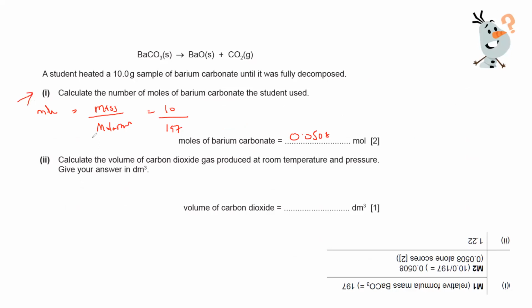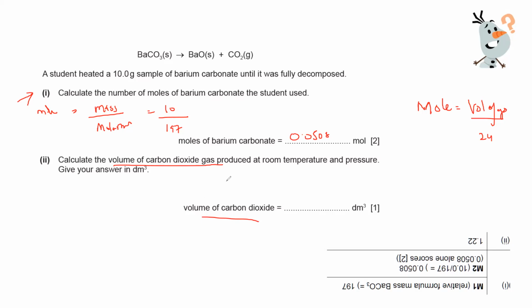Now about the second part, we have to calculate the volume of carbon dioxide gas. There is a formula which relates the volume of the gas. And what is that formula? Moles equal volume of the gas divided by 24. That is the formula which relates moles with volume. We need the volume of carbon dioxide, but we don't have the moles of carbon dioxide. So first we have to find the moles of carbon dioxide, and from moles of carbon dioxide we'll get the volume of carbon dioxide.